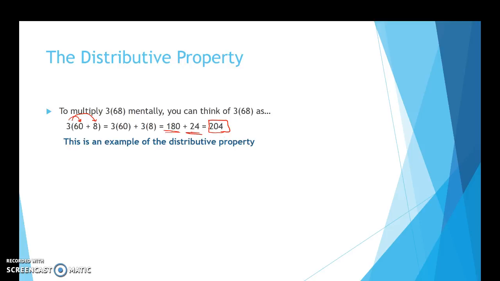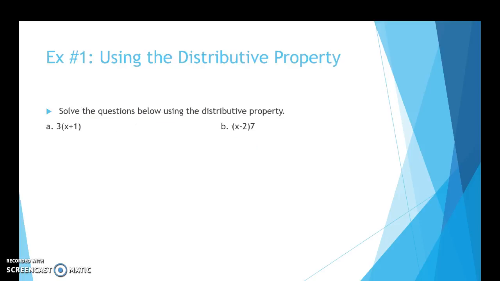So let's look at some examples working with this distributive property. Our first one says solve the questions below using the distributive property. As I mentioned in the previous slide, you're going to have a number outside of parentheses, and what you need to do is distribute that number to each term inside the parentheses. Distribute meaning multiply. So we're going to take 3 times x to get 3x. Then we're going to multiply 3 times 1. Notice it is a positive 1, so we can think of this as 3 times 1 to get 3.